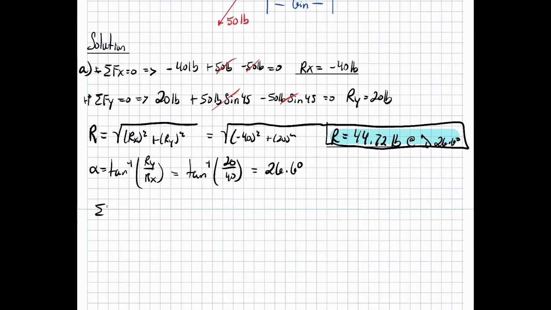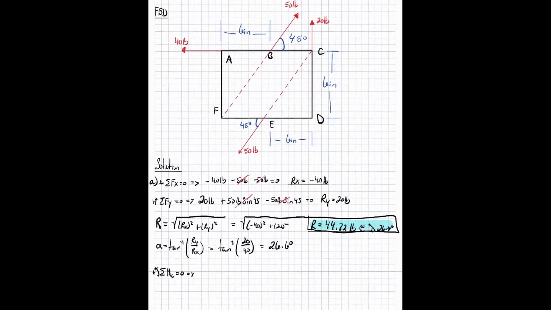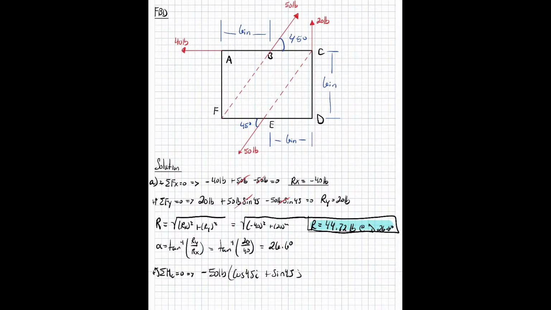Okay, so let's take a moment about C. I'm doing the sum, by the way. I'm saying counterclockwise is positive. Zoom out so you can see this. We have a negative 50 pounds times cosine of 45 in the i direction and positive sine 45 in the j direction. All that is being multiplied times the perpendicular distance of 6 inches, all equal to 0.